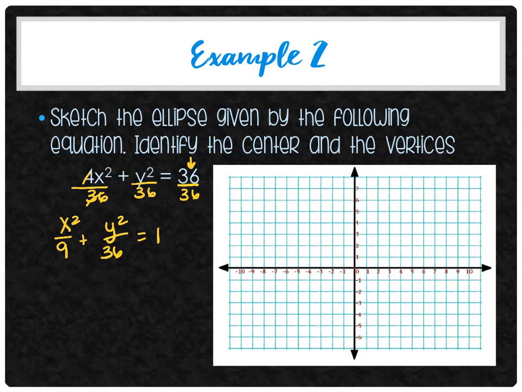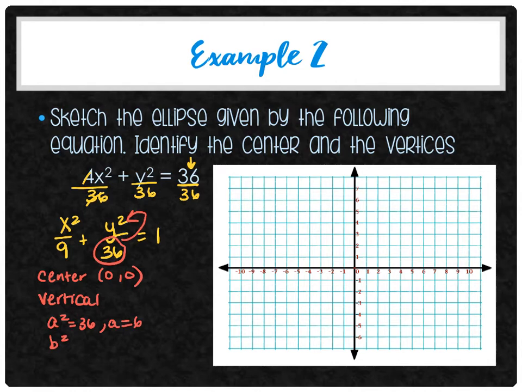From here, I know my center is (0, 0). The bigger number is under the y, so this is a vertical ellipse. a squared is 36, which makes a 6. b squared is 9, which makes b 3.